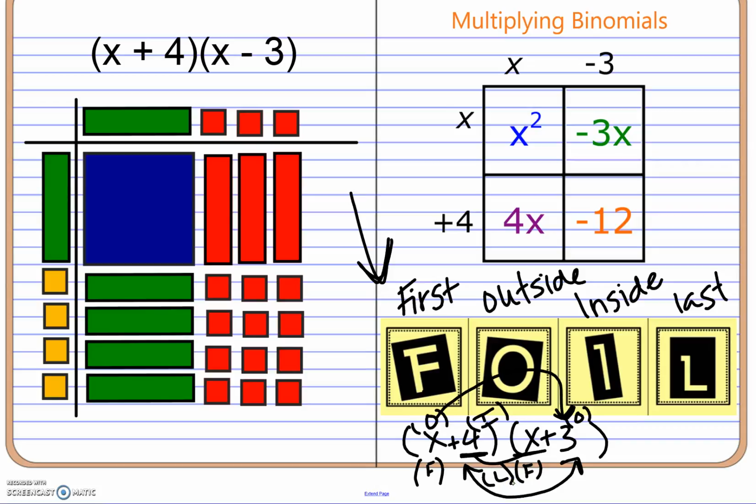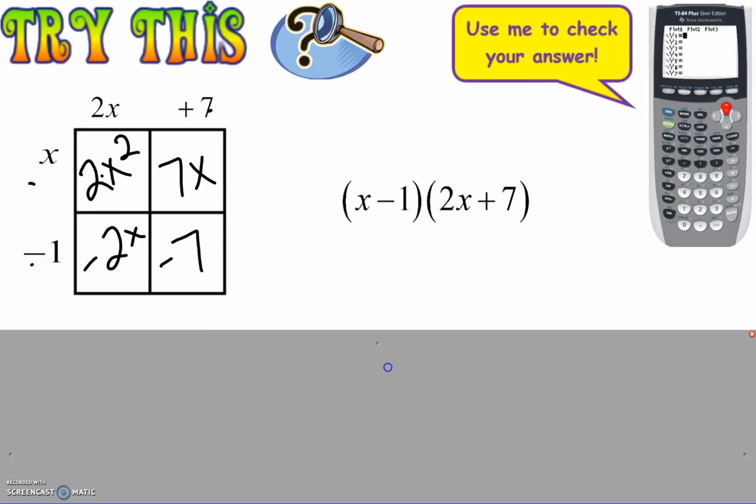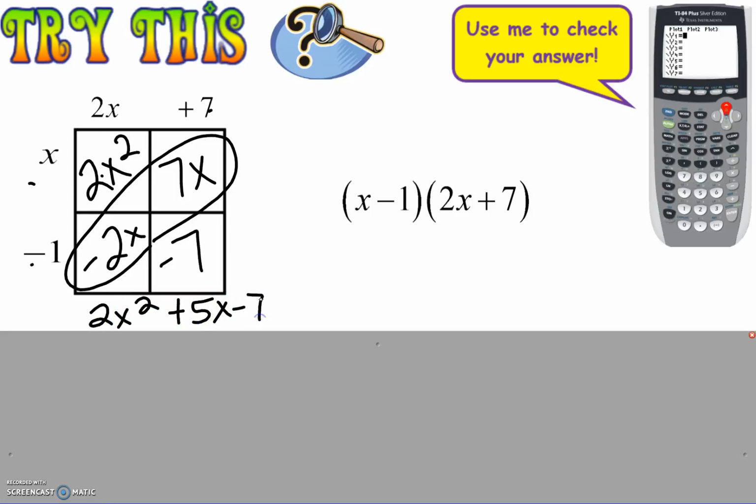All right, so let's practice. Let's try this one. We're going to do the box and algebraically. So x times 2x is 3. I'm sorry, not 3, I was adding. You're going to get 2x squared. X times 7 is 7x. Negative 1 times 2x is negative 2x. Negative 1 times 7 is negative 7. If I was to simplify that, I would get 2x squared plus 5x minus 7.